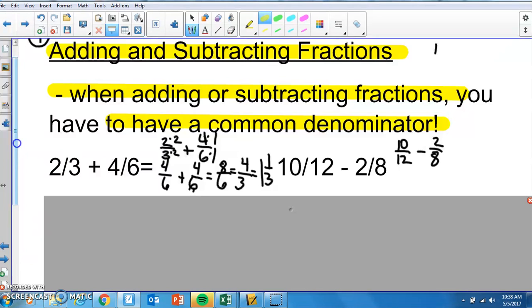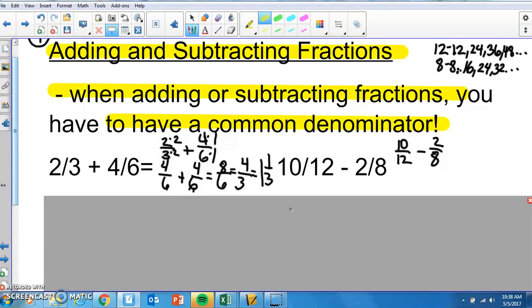And if you don't know what the common denominator is, just list the common multiples. 12 times 1 is 12. 12 times 2 is 24. 12 times 3 is 36. 48, so on and so forth. We do the same thing for 8. 8 times 1 is 8. 8 times 2 is 16. 8 times 3 is 24. 32. So on and so forth.